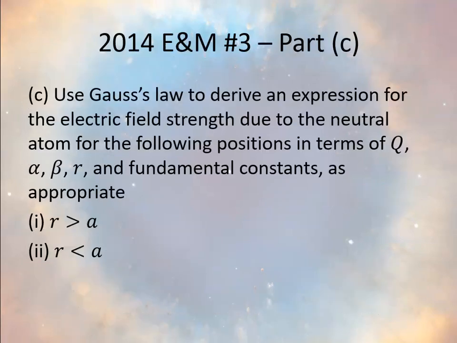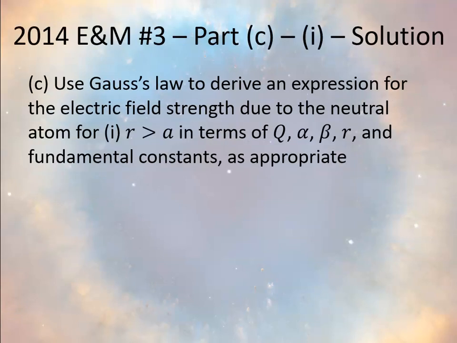Now, what about for part C? Use Gauss's law to derive an expression for the electric field strength due to the neutral atom for the following positions. That actually should say r greater than alpha, not r greater than a, and that should say r less than alpha and r less than a. So here is going to be, again, my little trick with this. Fix it! And as you can see, it is now magically fixed. So for our solution at r greater than alpha, which again I need to fix right here, so again we have our trick, fix it!